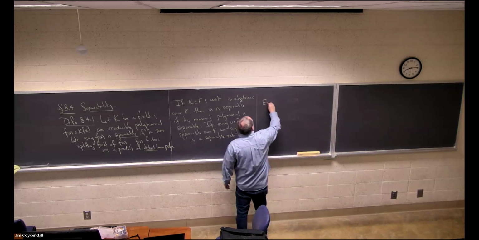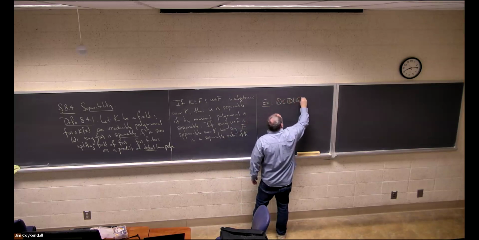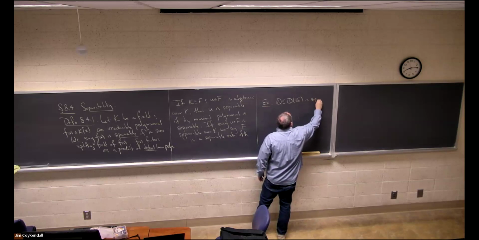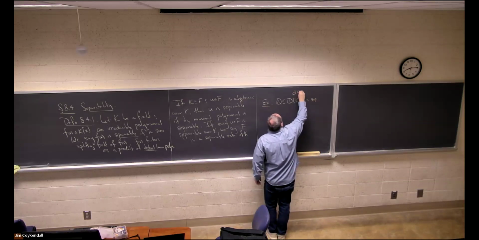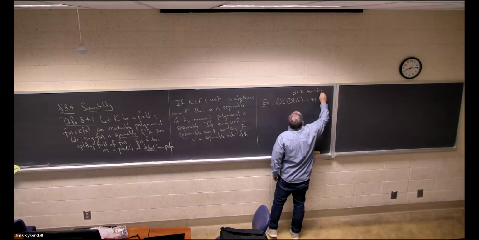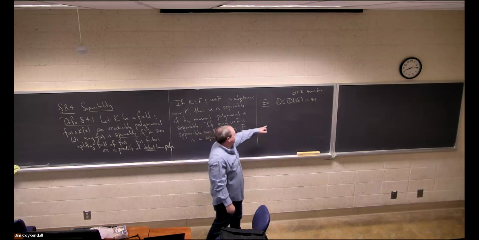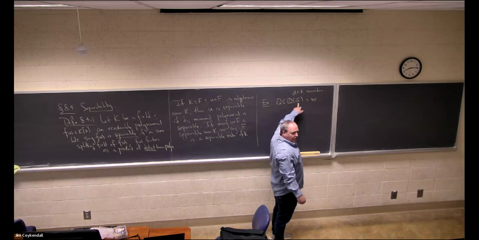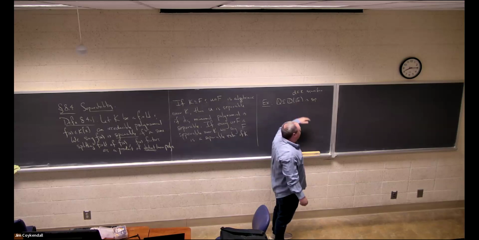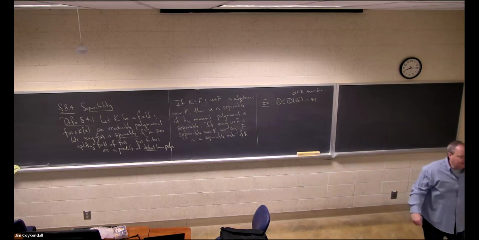Example: Q(radical D) over Q. Because look at radical D, right? It's a root of x squared minus D. X squared minus D has two distinct roots, right? It splits into two different linear factors. It's x minus radical D, x plus radical D, right? And this is not just true for radical D. Test it for anything in there, right?